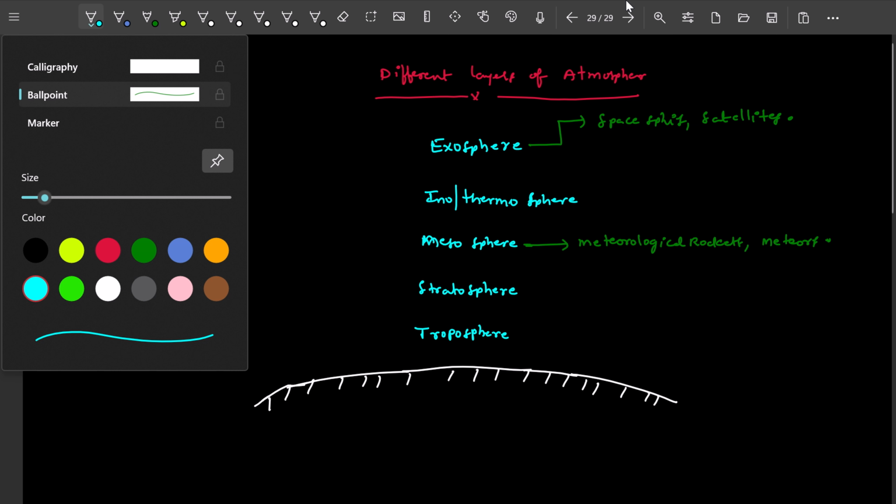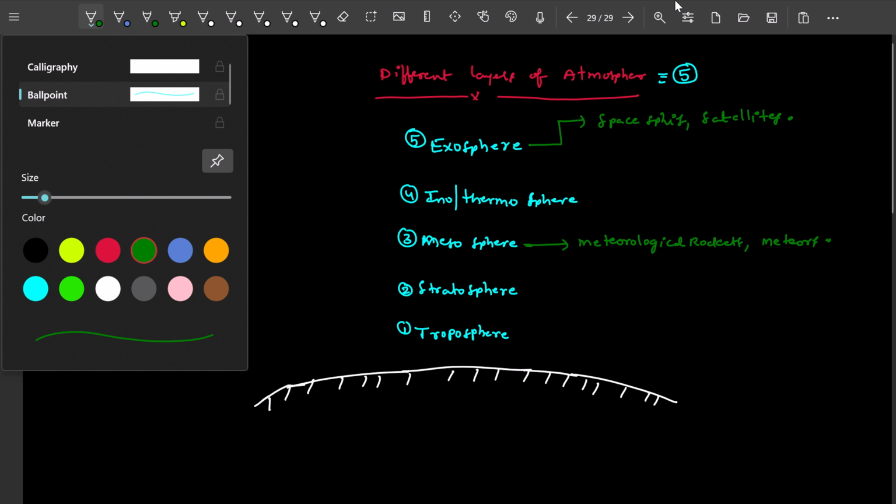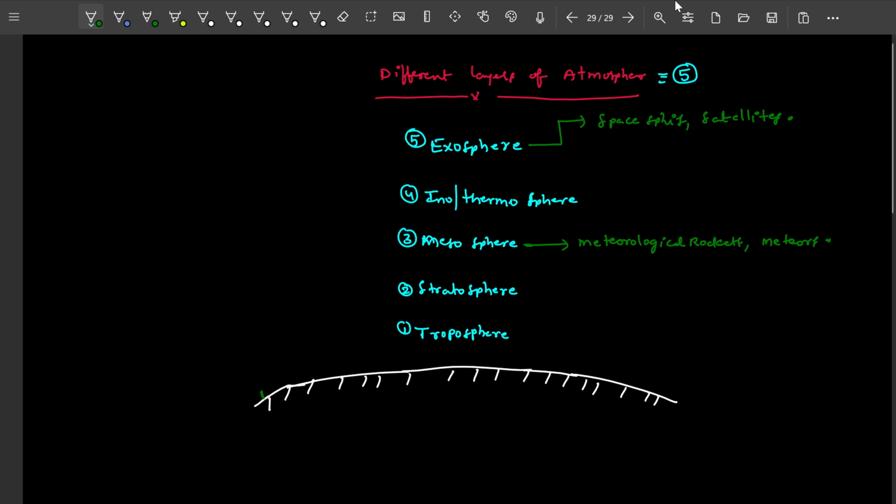First one, second one, third one, fourth one and fifth one. These five are the layers of atmosphere. Then on the surface of the earth, this is nothing but the surface of the earth.